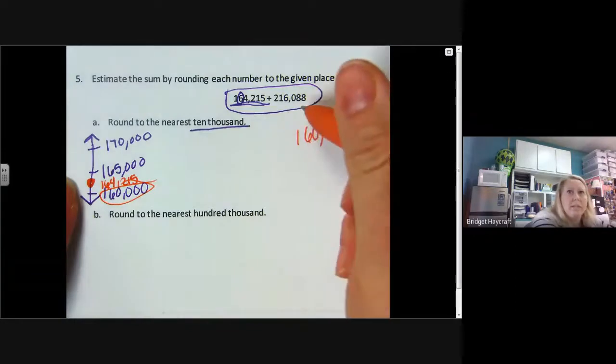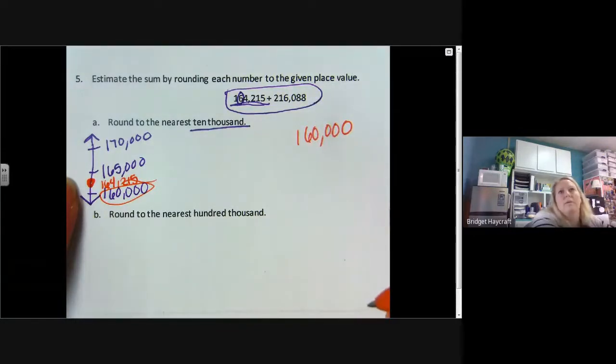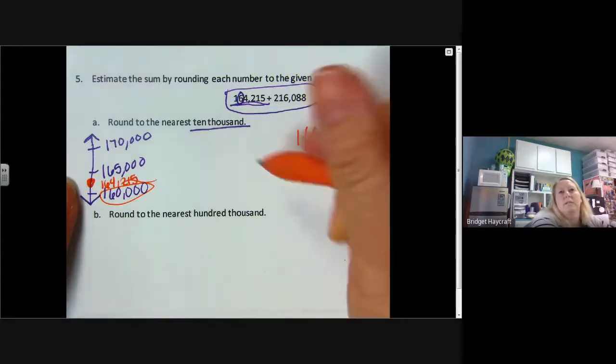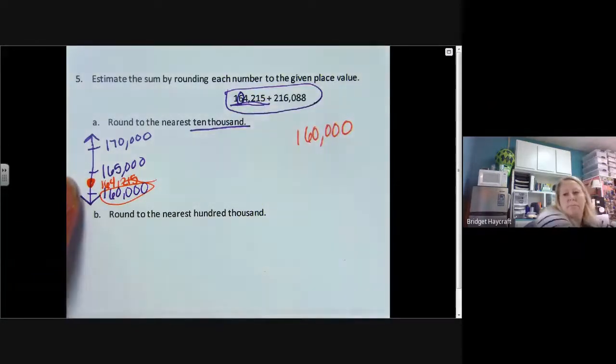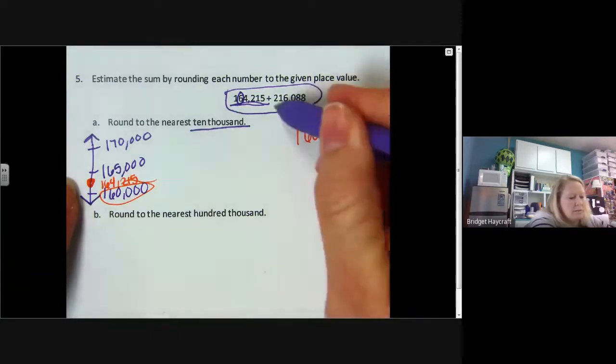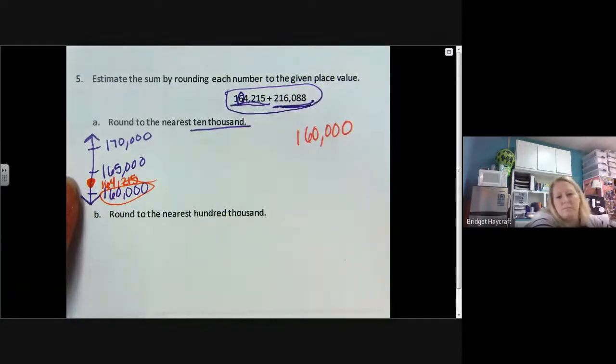Then I'm going to round the next number. What number is in the 10,000s place? Because that's what we're rounding to right now. Not in the 10,000s place for this number. What's in the 10,000s place for that number? Come on, I have nobody paying attention. There we go, Alyssa. If you're not participating, I'm going to require you to do the work today that's presented on the daily message.